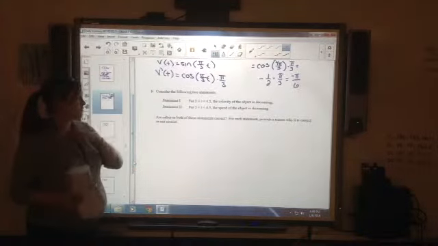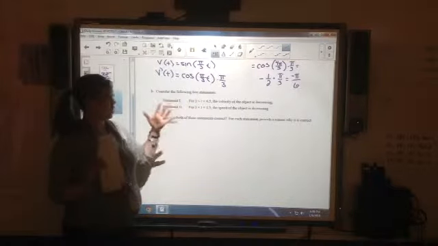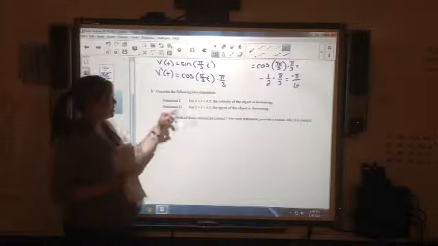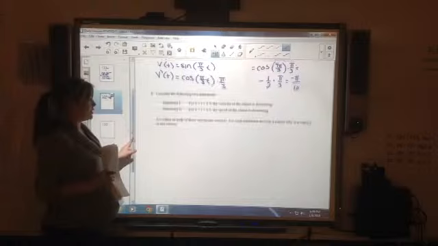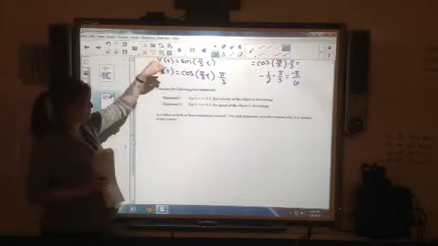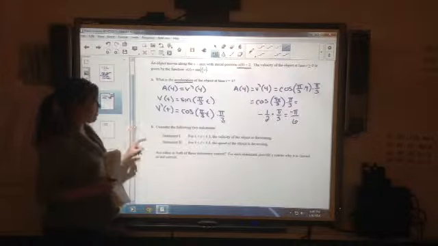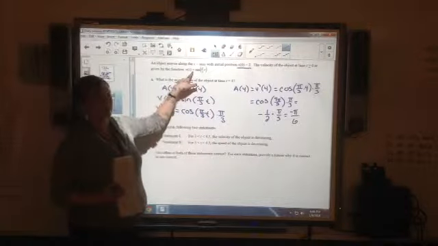Okay, consider the following two statements. So I've got from 3 to 4.5, on this open interval, the velocity of the object is decreasing. And then I also know the speed of the object is decreasing. So it says, are either or both of these statements correct? So I'm using the work above, but I want to think about this. So velocity of the object is decreasing. Velocity was the function that I was given.